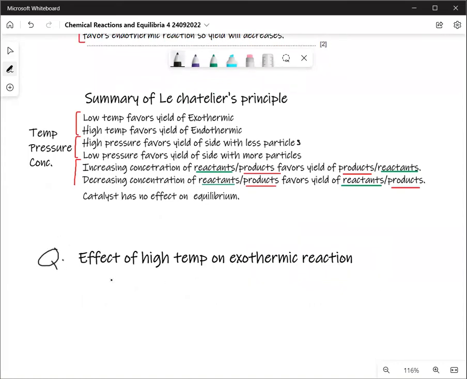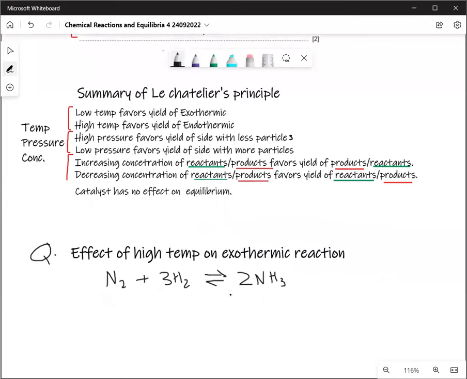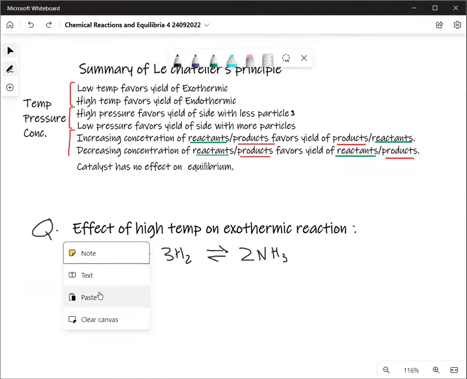I'll give you an exothermic reaction. Let's say N2 plus 3H2 gives us 2NH3. This is a classic; you need to know this equation by heart. Now read the question, Zara. Effect of high temperature on exothermic reaction. So how will we answer a question like this?